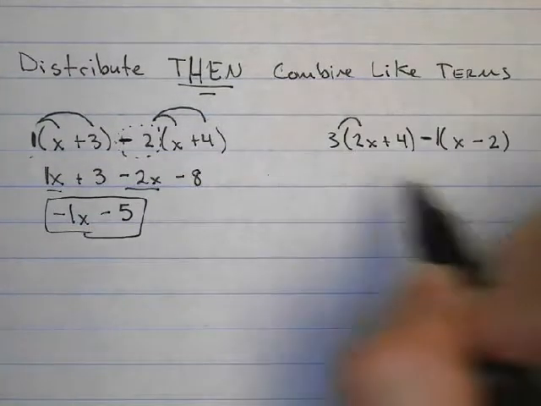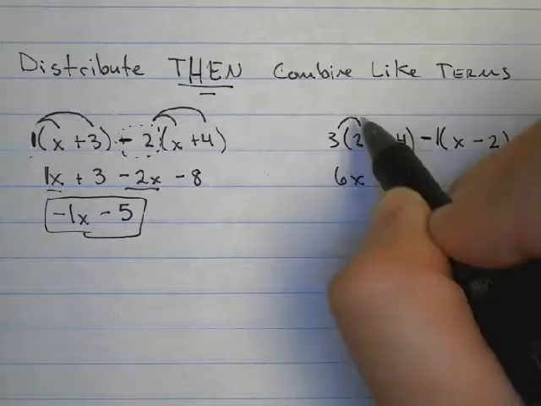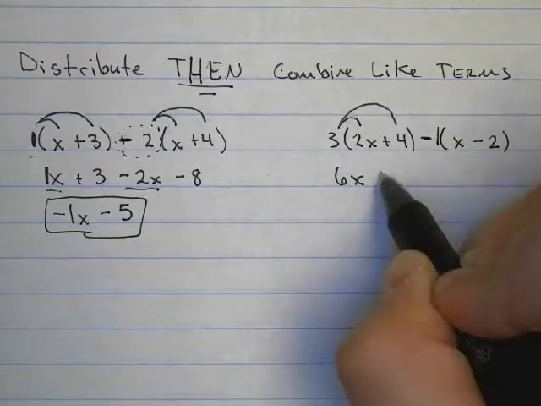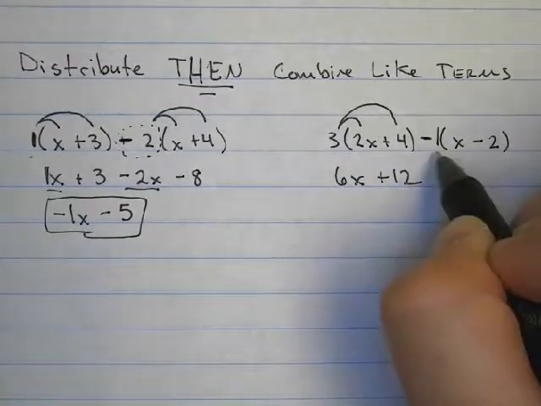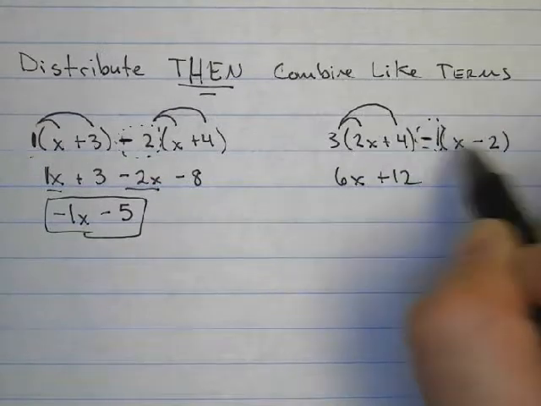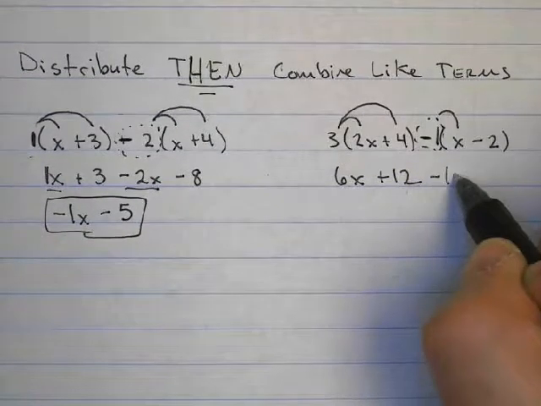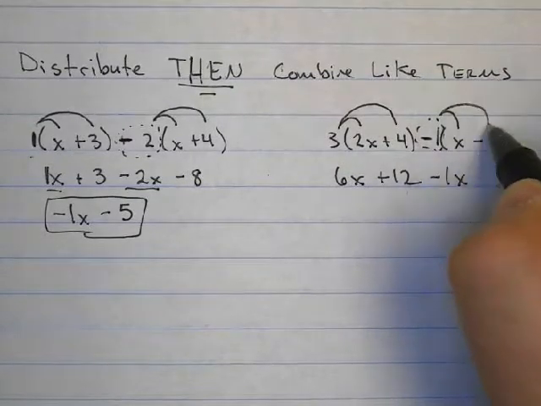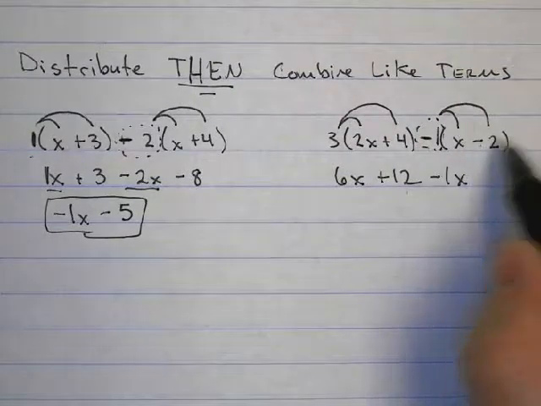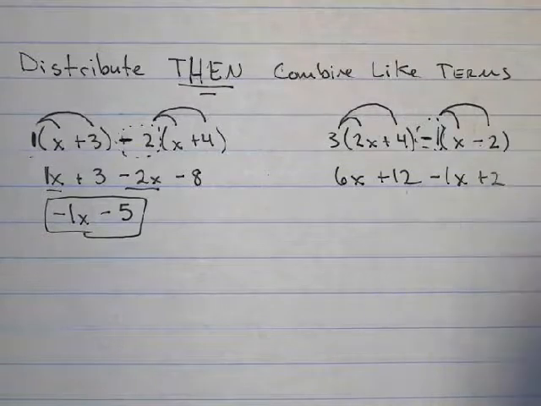3 times 2x will be a 6x. Then 3 times a positive 4 will be a positive 12. Next, I'm going to distribute this negative 1. So I have a negative 1 times x will be a negative 1x. Then a negative 1 times a negative 2 will be a positive 2.